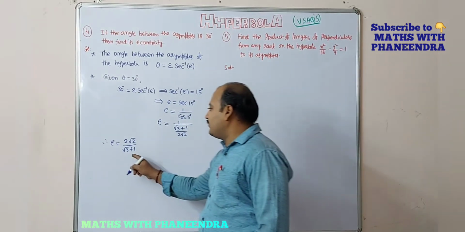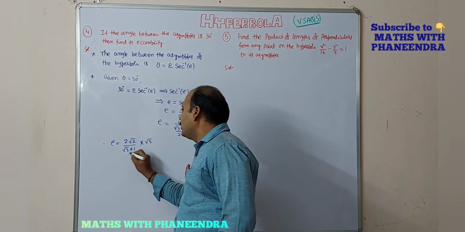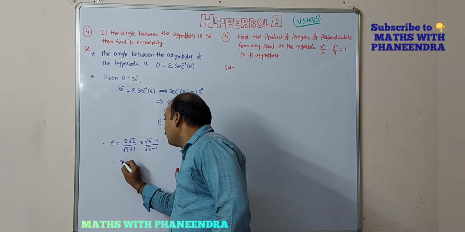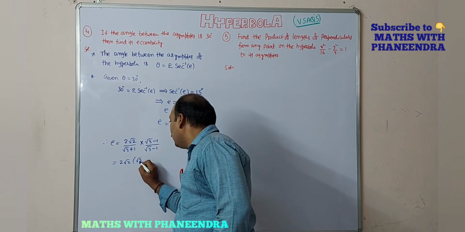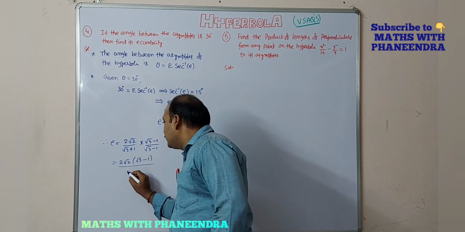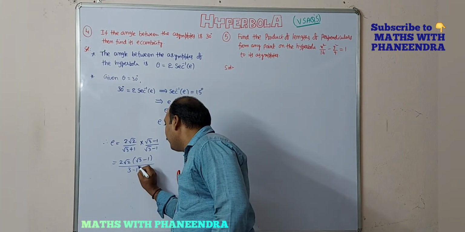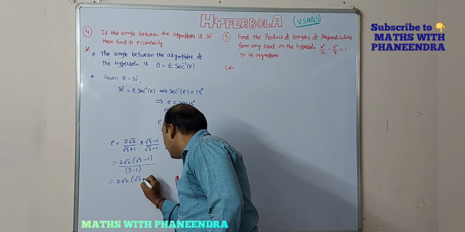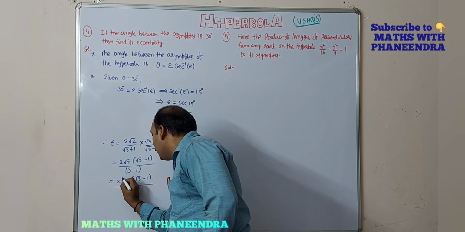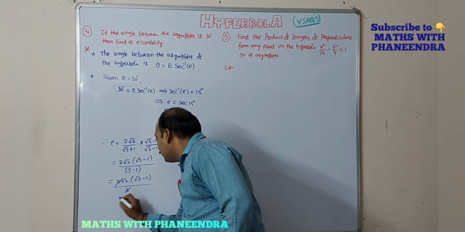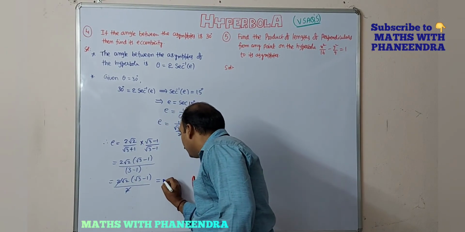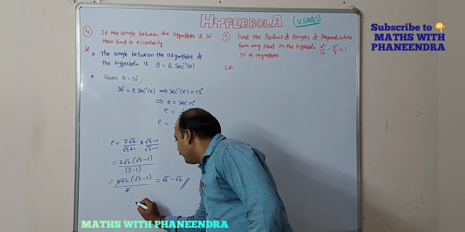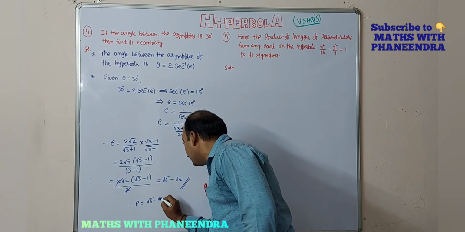So rationalizing with respect to the denominator, what is the rationalizing factor? Root 3 plus 1, rationalizing factor is root 3 minus 1. Multiplying and dividing by root 3 minus 1. So 2 root 2 into root 3 minus 1 by a plus b, a minus b, a square minus b square, 3 square minus 1. So which is equal to 2 root 2 into root 3 minus 1 by 2, 2 get cancelled, which is equal to root 2 into root 3 minus 1, root 6 minus root 2. Therefore, the eccentricity e is equal to root 6 minus root 2.